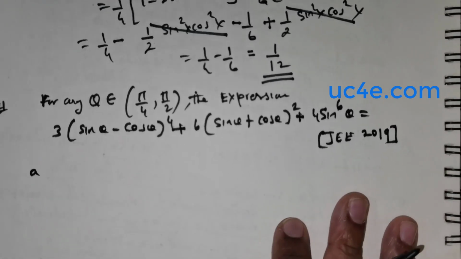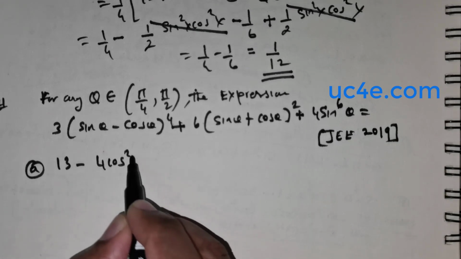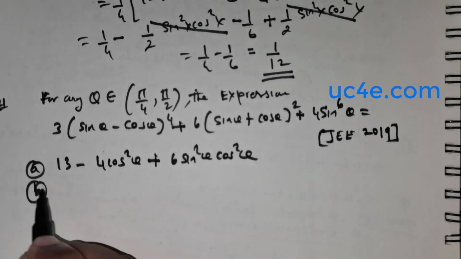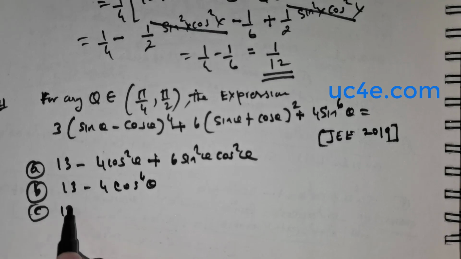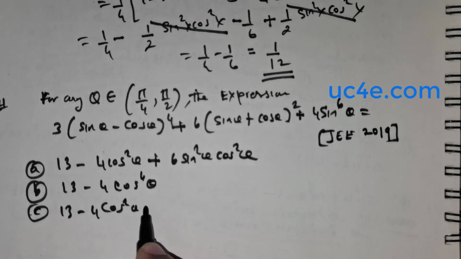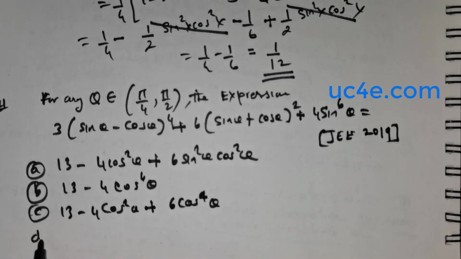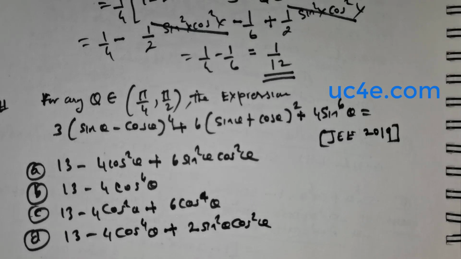So choice A, is it 13 minus 4 times cos square theta plus 6 sine square theta cos square theta, or is it 13 minus 4 times cos raised to the power of 6 theta, or is it 13 minus 4 times cos square theta plus 6 times cos raised to the power of 4 theta? And D is 13 minus 4 times cos raised to the power of 4 theta plus 2 times sine square theta cos square theta.